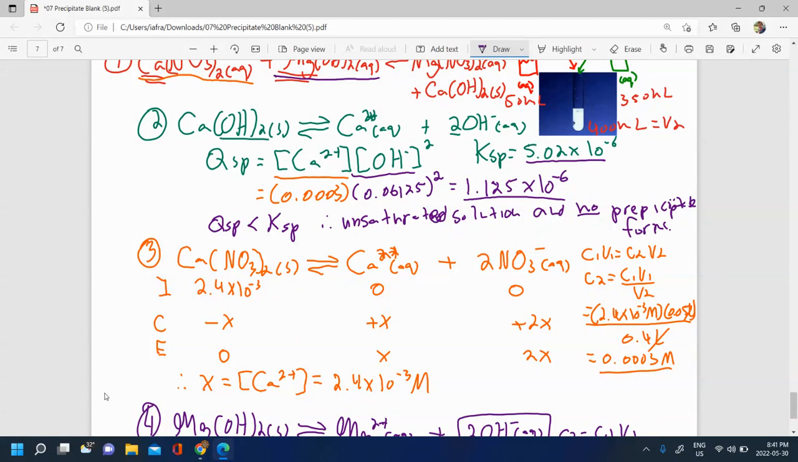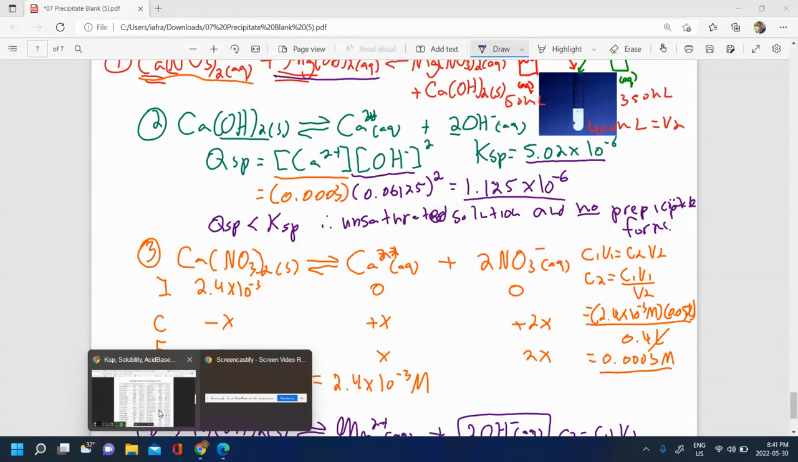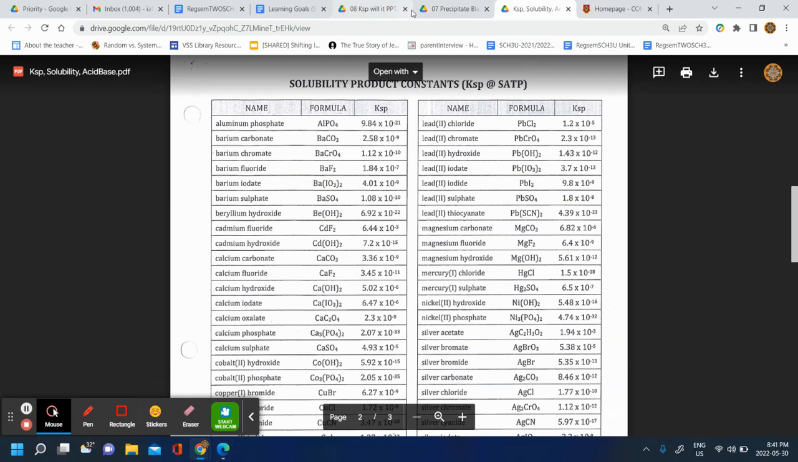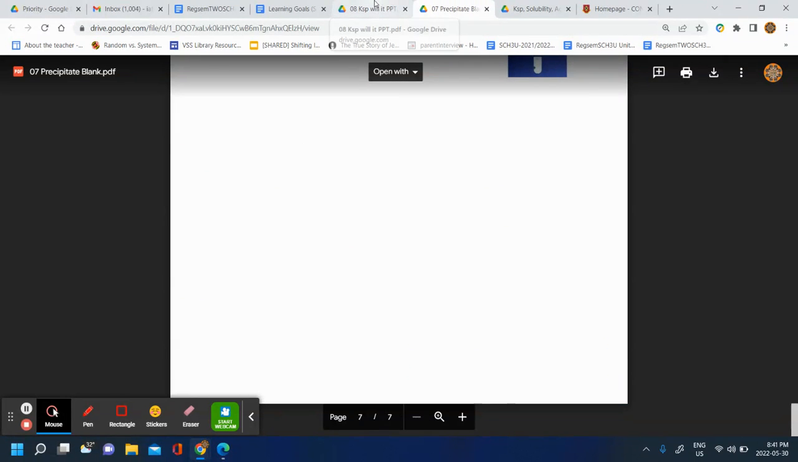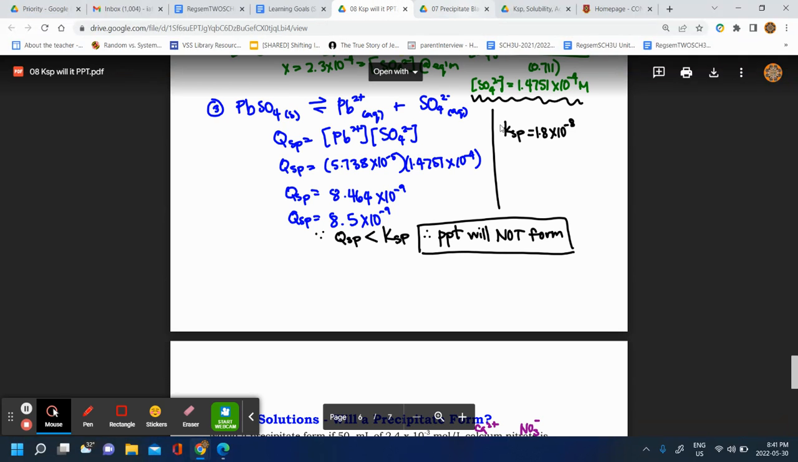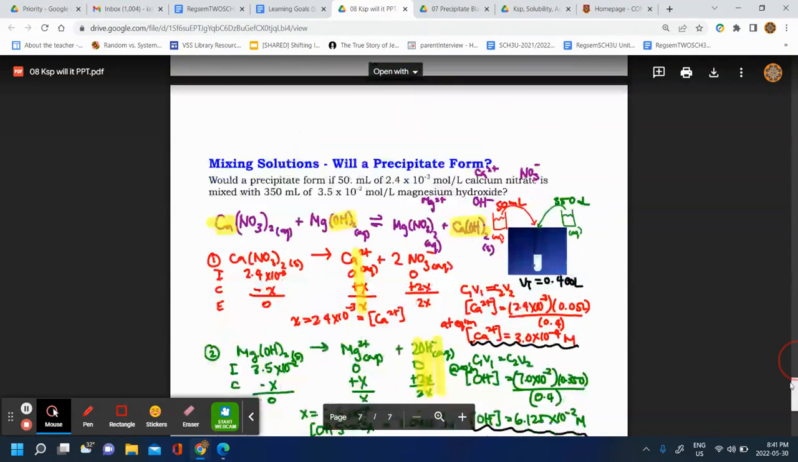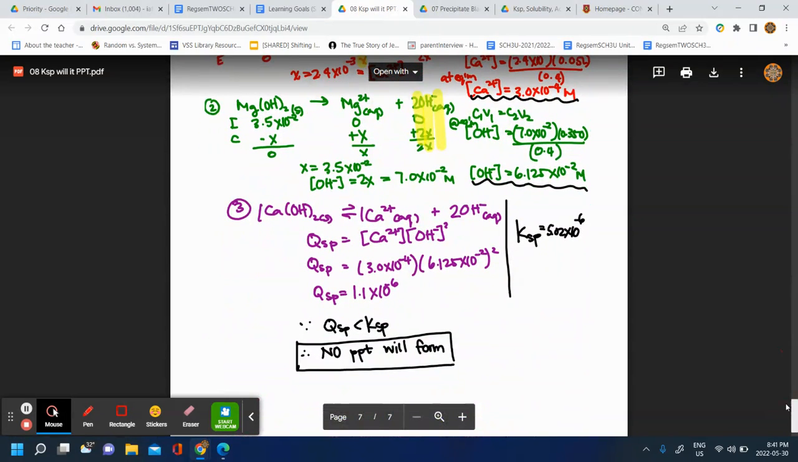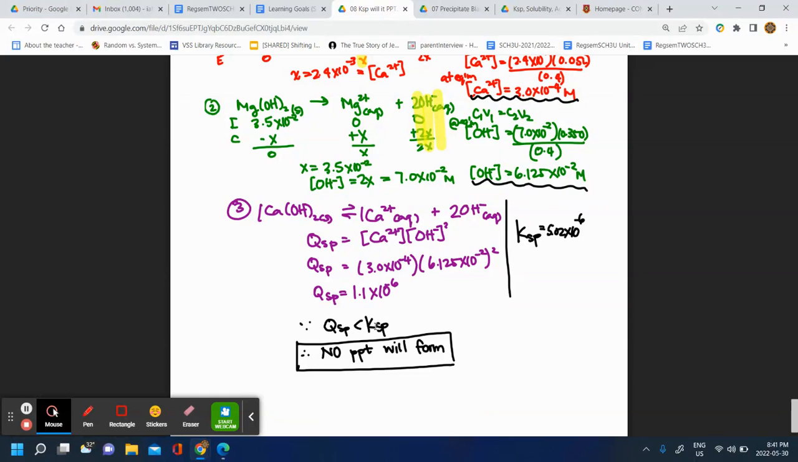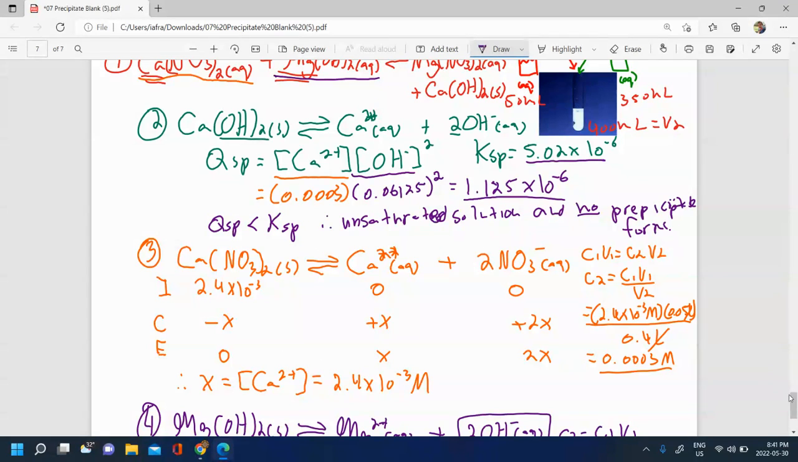We can verify our work by going to the filled in answer key to check if we're on the right track. We got 1.1 times 10 to the power of negative 6, QSP less than KSP, and no precipitate forms. So we're on the right track. We did the correct steps. Let's go back and just recap what we did to make sure that we understand the problem.